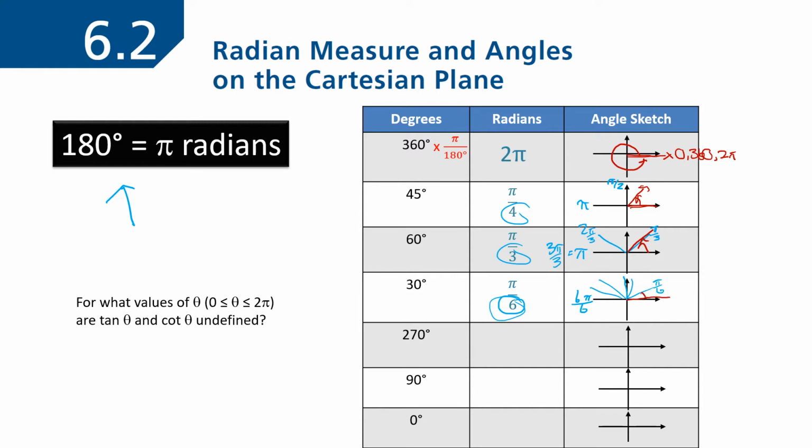It's just 1/6 of the way around. The next one is 270 degrees. I convert that to radians. It's 3 pi over 2.